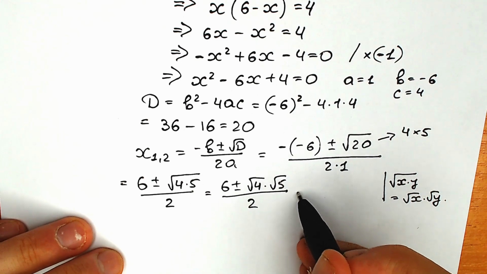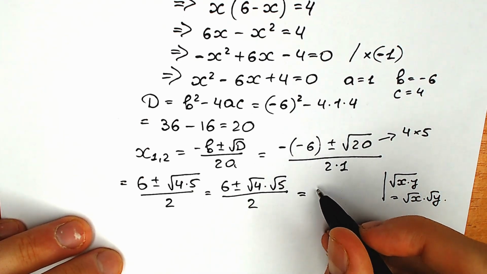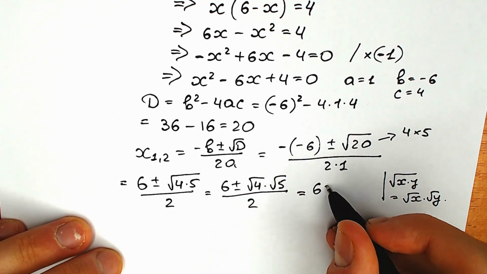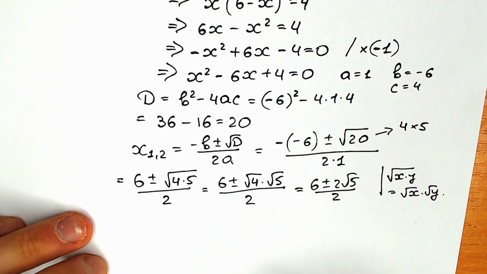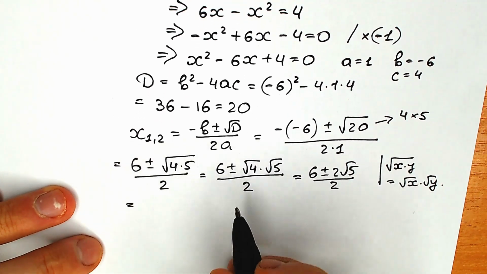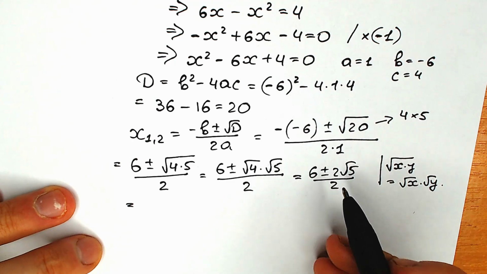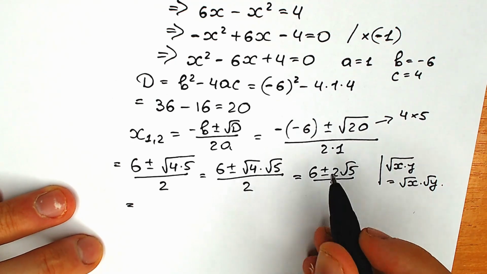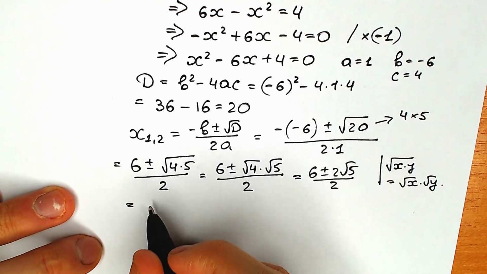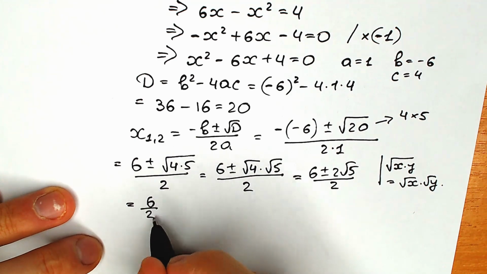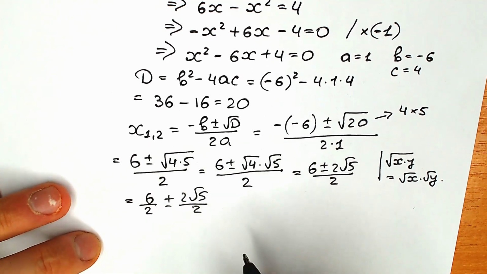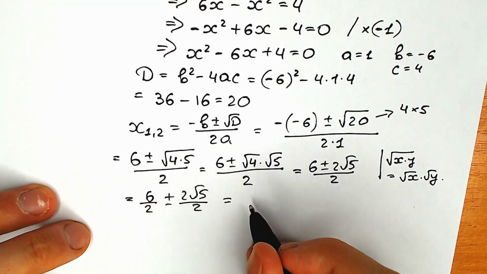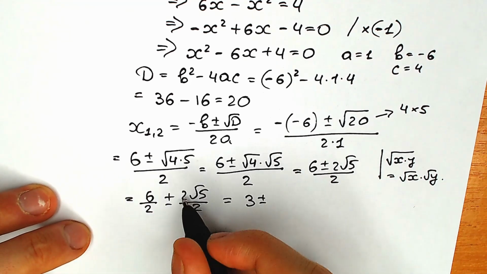Right now, square root of 4 equals 2. So we can simplify this a little bit: 6 plus minus 2 square root of 5 over 2. From here, we can easily say that our answer is 3 plus minus square root of 5, because we can easily divide by 2. We can rewrite it as 6 over 2 plus minus 2 square root of 5 over 2. We can split it, and here this is our 3 plus minus square root of 5, because we can cancel the 2.